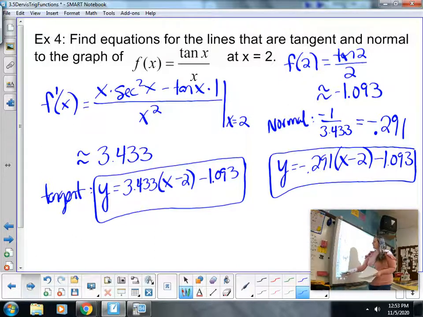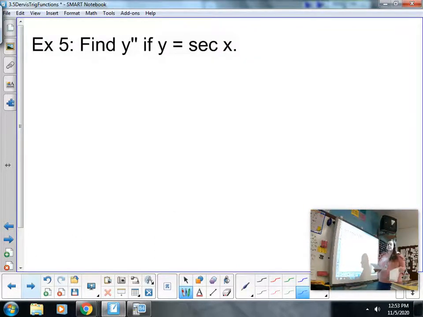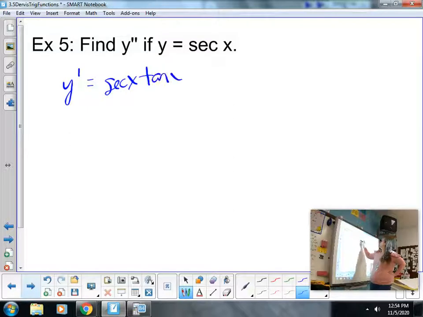Okay, last thing we are going to do, we're going to find the second derivative. If our original function is secant, so my y prime, the derivative of secant, is secant x tangent x. The derivative of secant is secant tangent. And again, if you recall, that was in the upper right-hand corner. It's not a cofunction, so it's going to be positive, and it's one of the ones that's in the column where it uses the 2 terms.